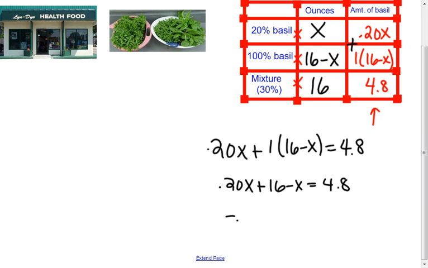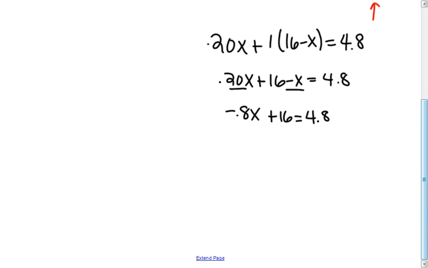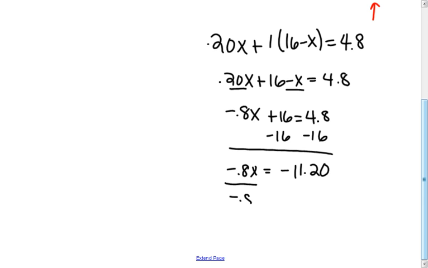I will get negative 0.8x when I combine these two like terms. 0.2 and negative 1 gives me negative 0.8x plus 16 equals 4.8. Subtract 16, and I get negative 0.8x equals negative 11.2. Divide by negative 0.8, and x equals 14. So go back and read your question so that you know how to label it.